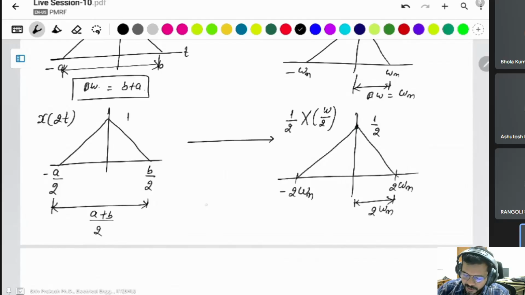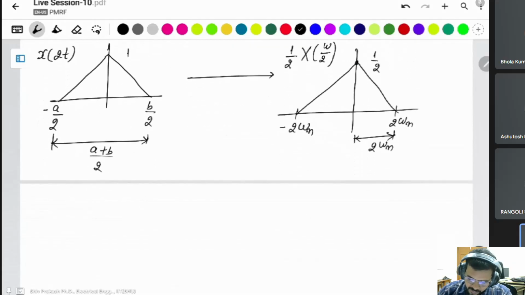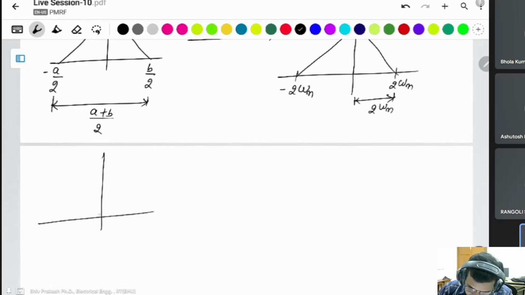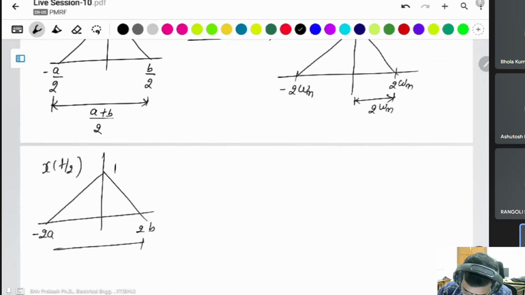You know about this one, T is equal to 1 by f, that's why it will be affected like that. If you increase the T, then what happens? Frequency will be decreasing. That applies here also. Suppose if we scale this one by less than 1, it will be 1 by 2, which means less than 1. In this case, magnitude is the same, but it will be expanded by 2. The bandwidth of that one in time domain will be 2a plus b.